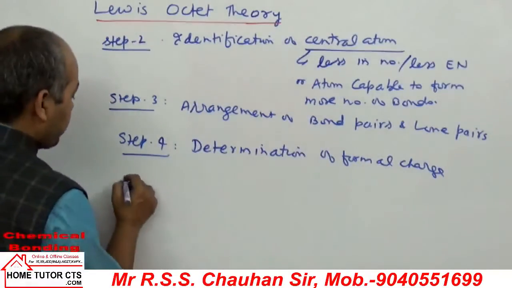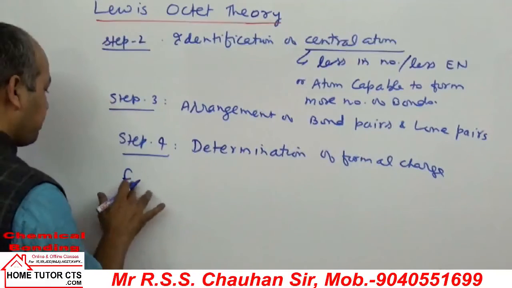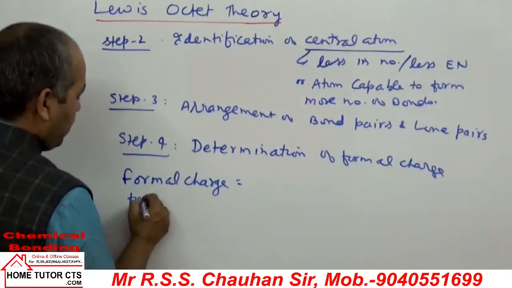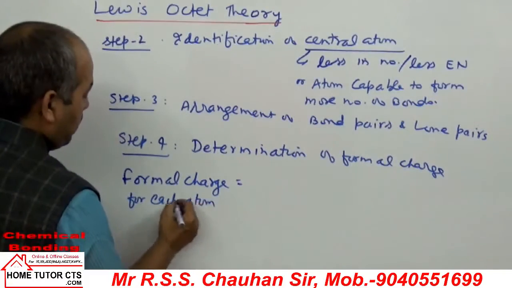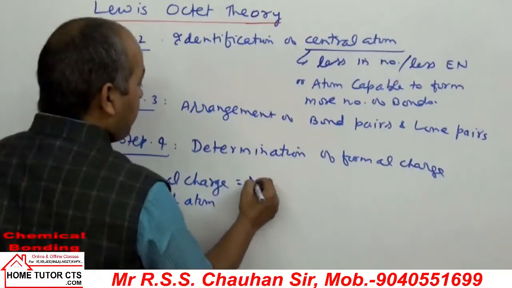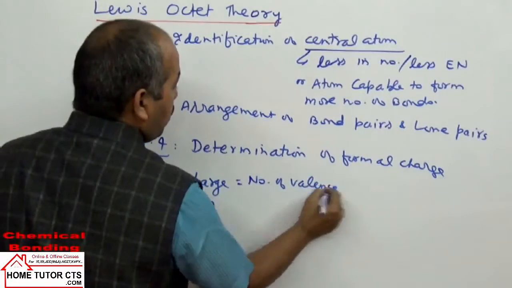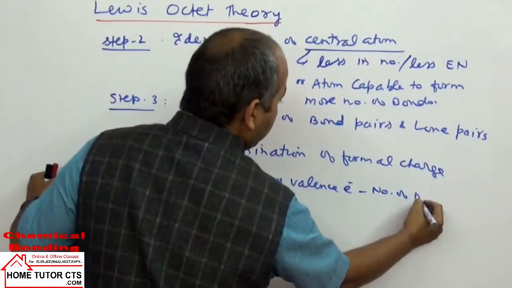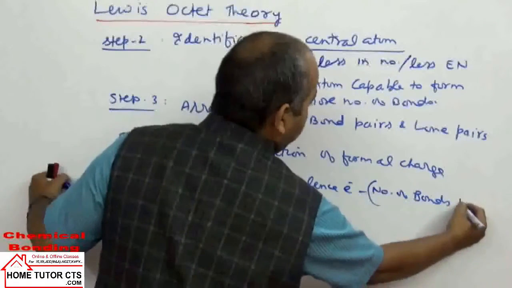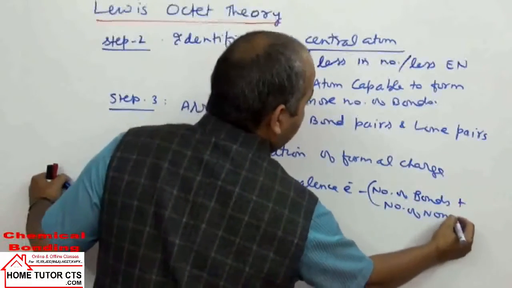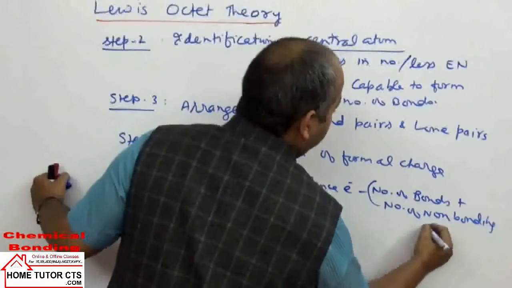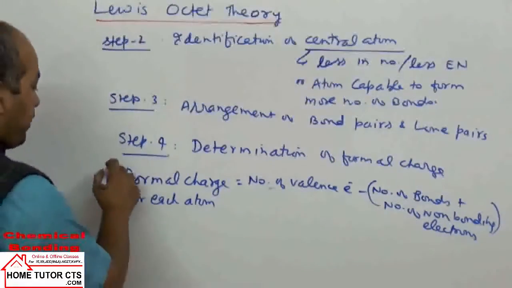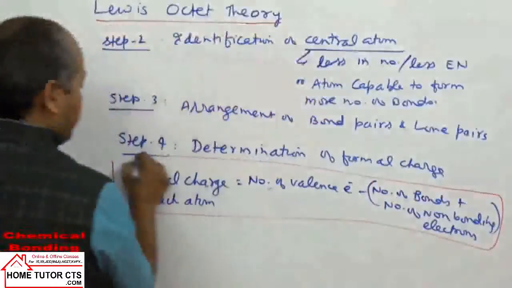There is a relation for formal charge. The formal charge can be found for each atom, and it is equal to the number of valence electrons of the atom concerned, minus the number of bonds, plus the number of non-bonding electrons. Formal charge for each atom separately we can predict by this relation.